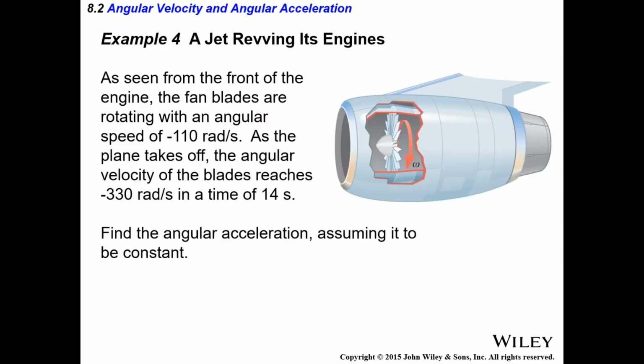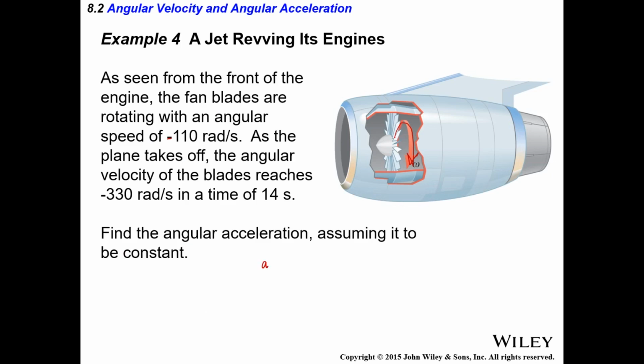We can check an example. The fan blades are rotating with an angular velocity of minus 110 radian per second. As you can see, this is clockwise. The arrow is shown, and the values match that. I have a minus sign. As the plane takes off, the angular velocity of the blades reaches minus 330 radian per second in a time of 14 seconds. Find the angular acceleration, assuming it to be constant.